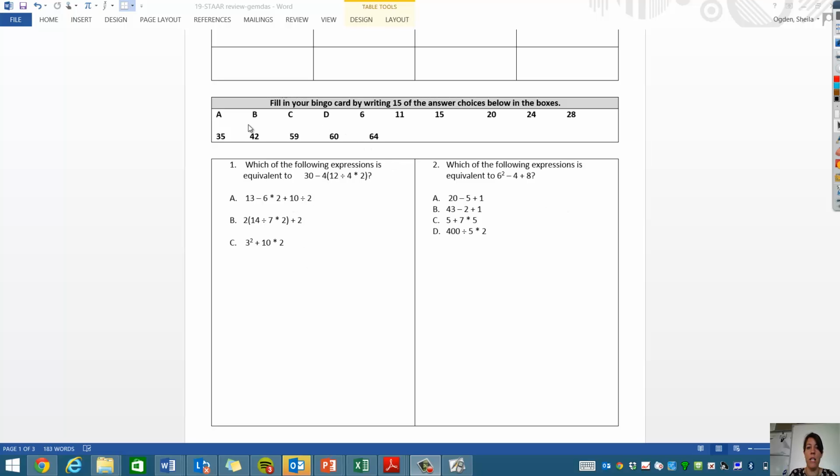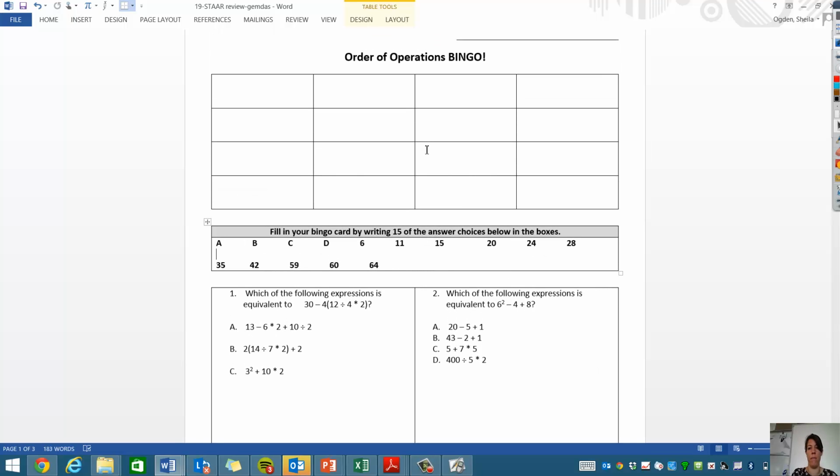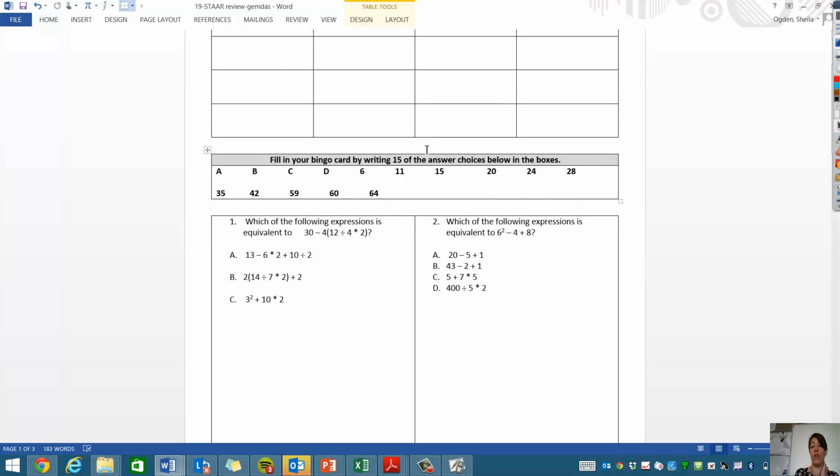Before you get started, you should take these answer choices and fill them in and pin up here. And then as you work through the worksheet, if you get an answer, you can cross it off on your bingo card. If you don't get an answer on your bingo card, it should at least be in this box of answers or else it's incorrect.